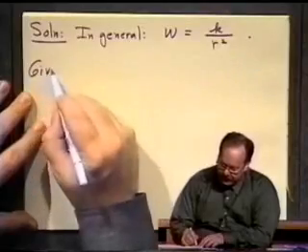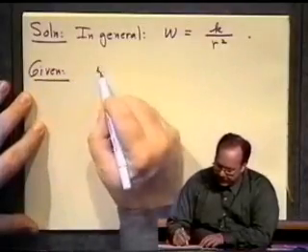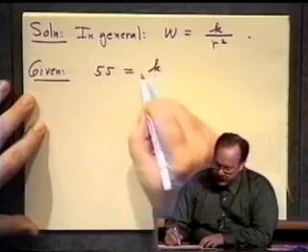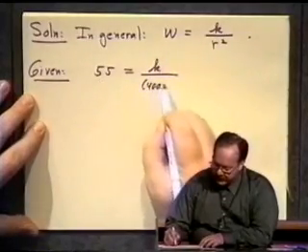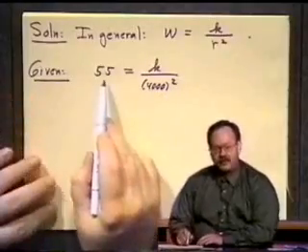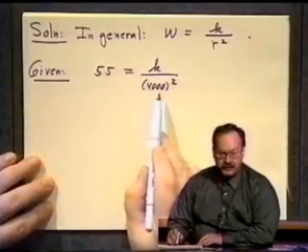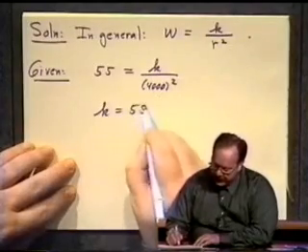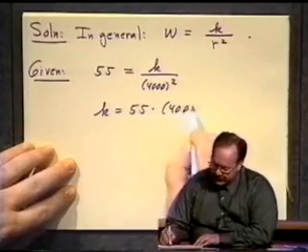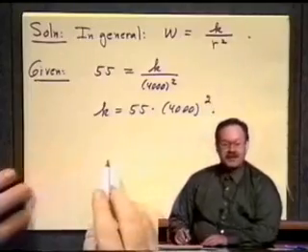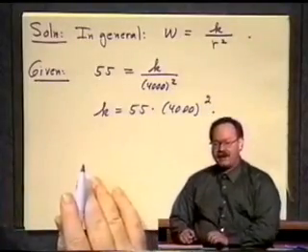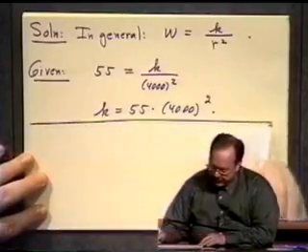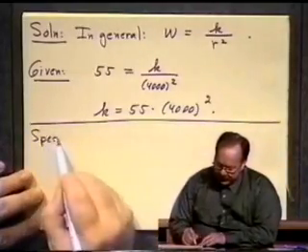Now, in this problem, we are given that 55 pounds of weight is equal to K over 4,000 squared, because we are told 55 pounds at 4,000 miles from the center of the Earth. So from that immediately we get that K is 55 times 4,000 squared. And of course, I'm not going to do any multiplication I don't have to do until the very end of the problem.